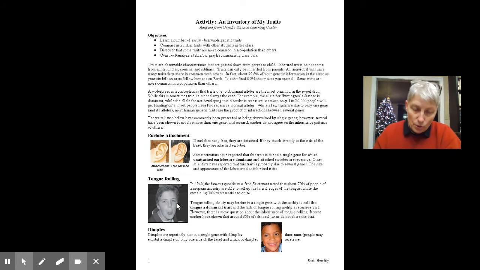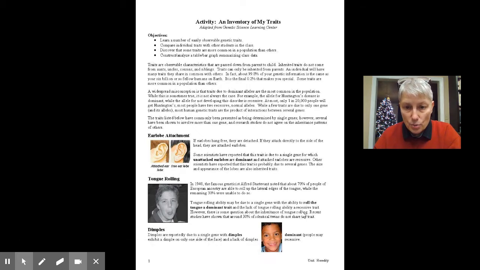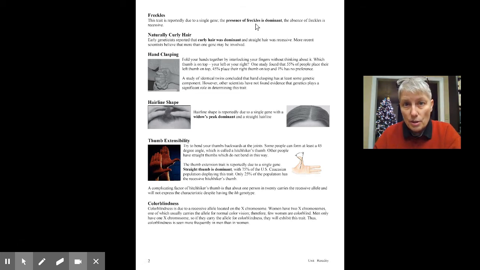We'll look at dimples too here. Dimples can be on both sides of the face, or it can be just on one side of the face. It just kind of depends. So this information here, we'll talk about dominant versus recessive. Okay. Then we're going to talk about freckles. This is supposedly due to one gene, so the presence of freckles is dominant. And I don't really have freckles unless I'm out in the sun. And then that's not really true freckles. That's more like sunspots, okay?